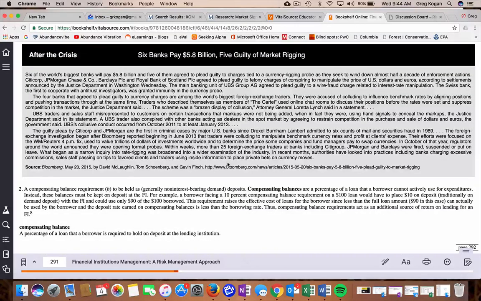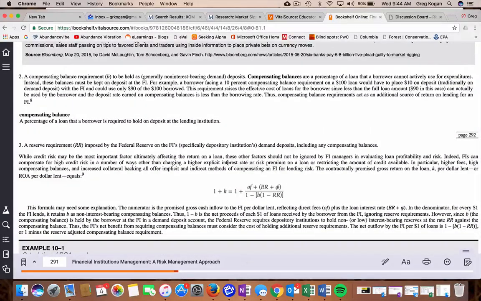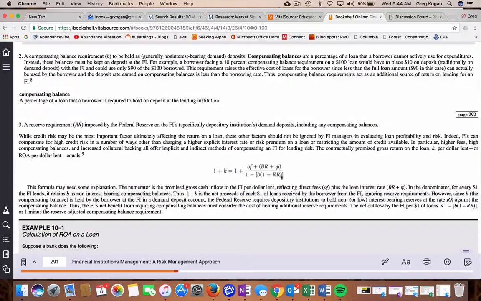There was the rigging of the LIBOR rate, which banks just settled for paying $5.8 billion. The five biggest banks or so were actually rigging this rate. Even a small uptick in this rate was making them a lot more money because all the loans are tied to the LIBOR rate.